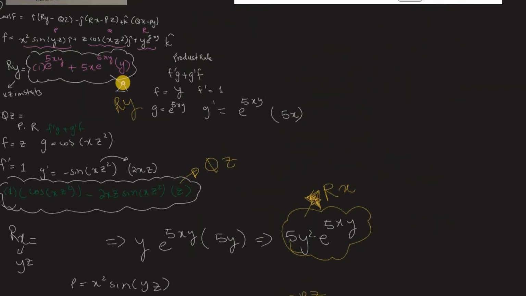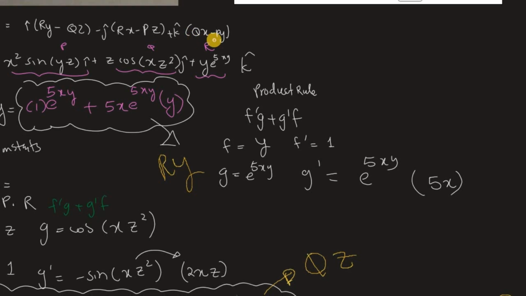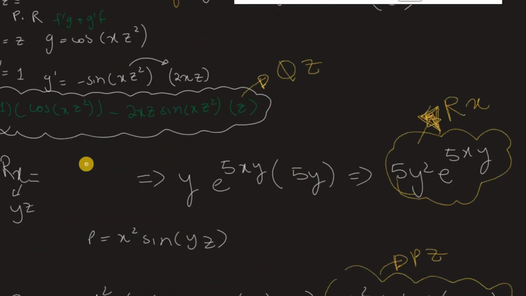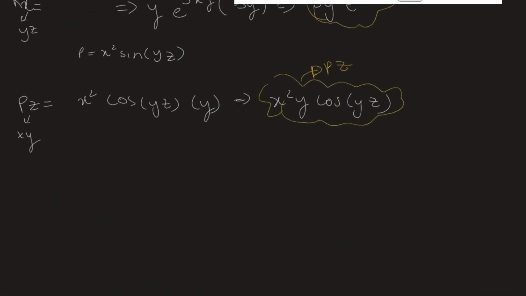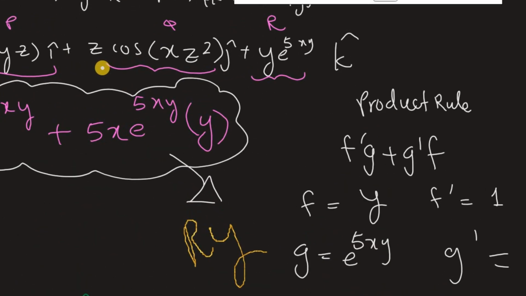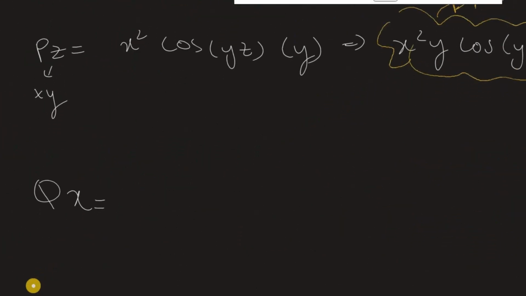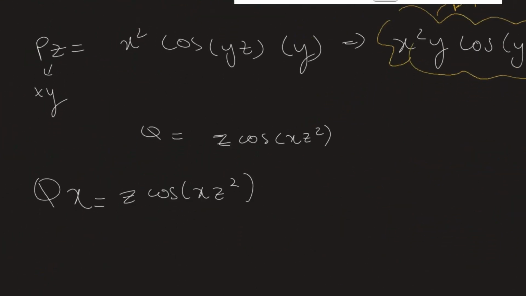Okay. Next, what do we have? We are left with qx minus py. So next, let's go ahead and do q of x. We need to differentiate this function q with respect to x. So where is our function q? This is our function q, x cosine xz squared. I just wrote the function q over here. So let's find the derivative of this with respect to x.